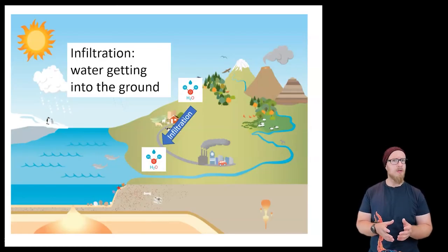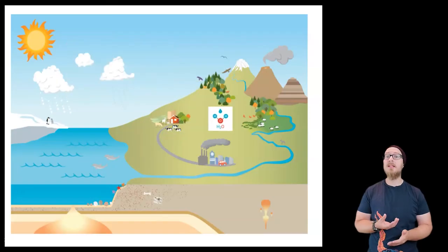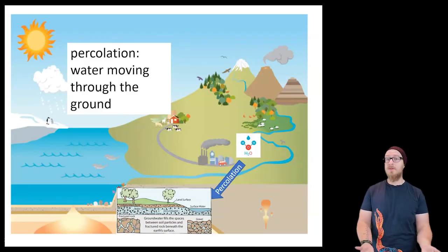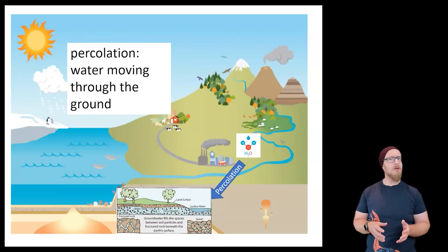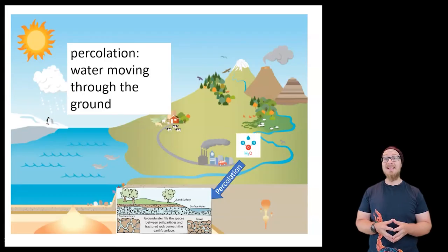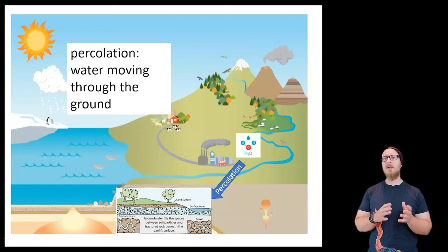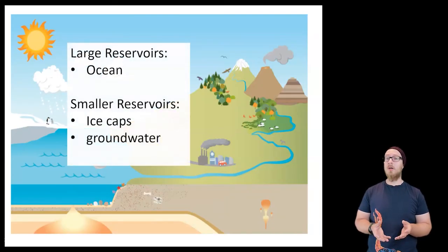Well, when the water actually gets into the ground, it doesn't stop moving. It percolates through the ground. Percolation is how water moves through the ground. And this is important because the ground actually contains a large amount of water. We call it groundwater, a water table, or an aquifer. But infiltration of water and then percolation into sources of groundwater is an important part of the water cycle.